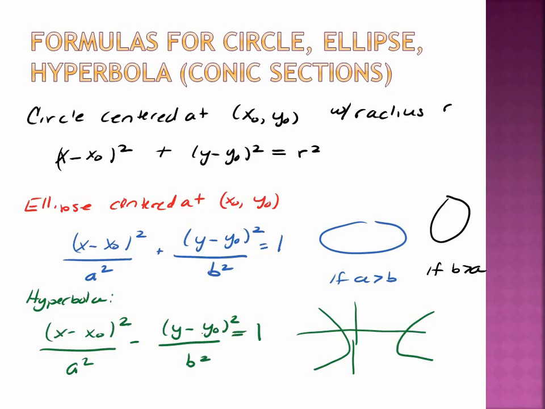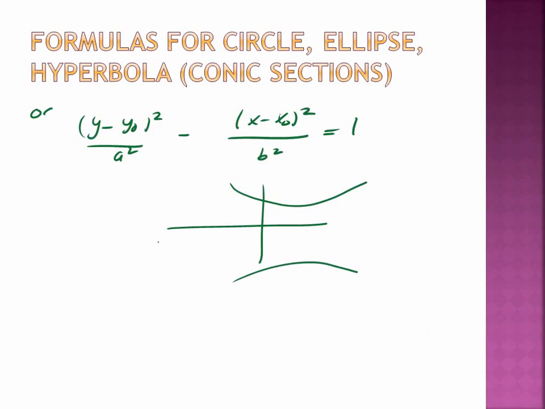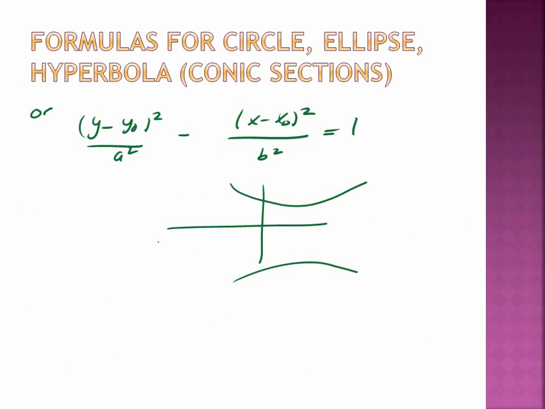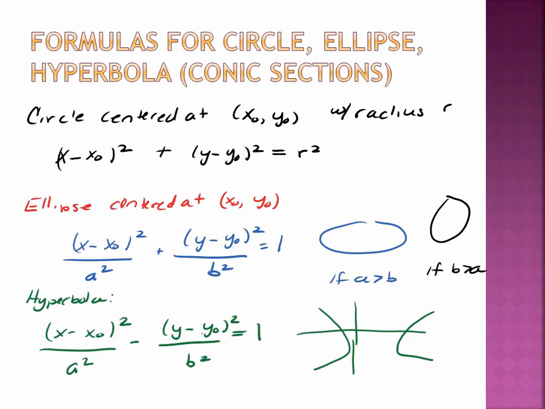Wait, why is it, when you get to the other spot, it says y minus y0? Right, so this one makes this picture, this one makes this picture. Oh, can you go back to that? You're recording this, right? Yeah, it's all recorded. So if the x comes first, it makes this picture. If the y comes first, we see the other picture.